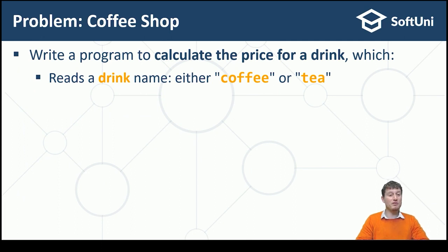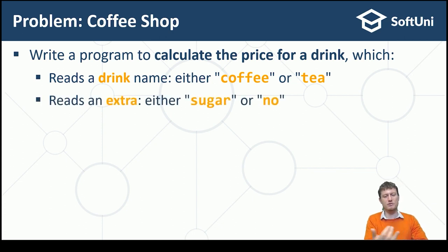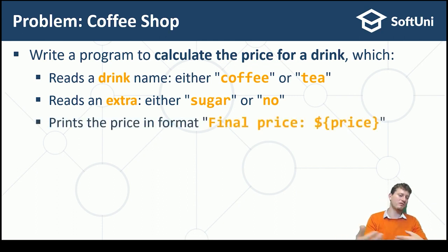Okay. Let's go ahead with the next problem, which is called coffee shop. It's about writing a program to calculate the price for a drink in a coffee shop. The drink might be either coffee or tea, which costs differently, and it might have sugar or not. For example, coffee with sugar, tea with sugar, coffee without sugar, or tea without sugar. We have just 4 cases.